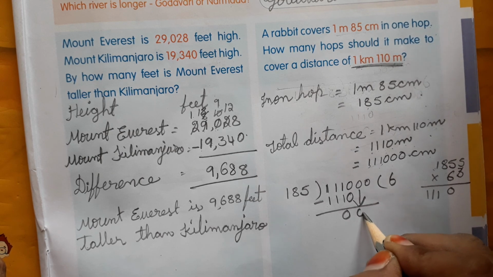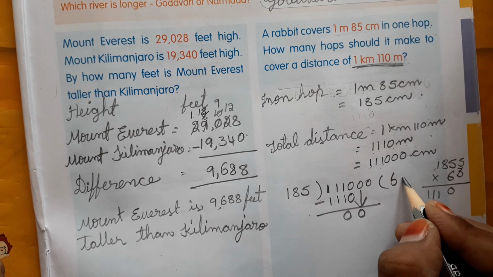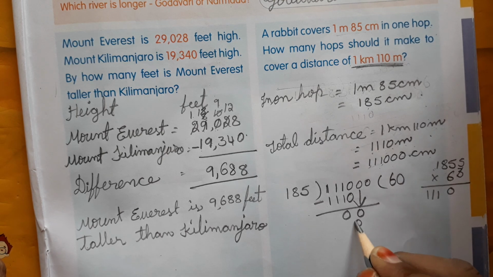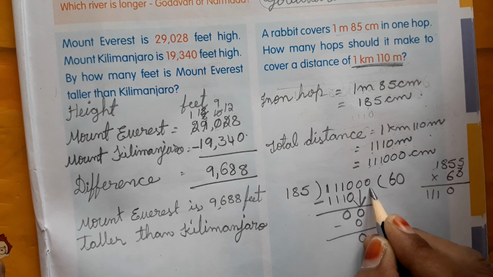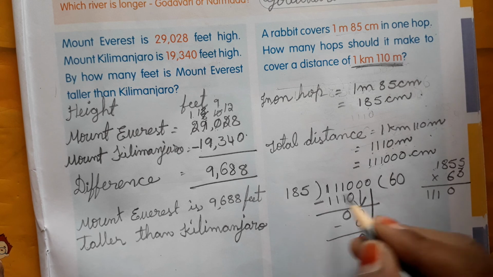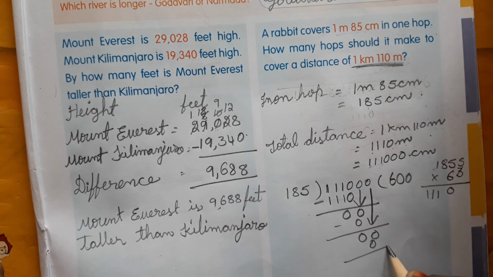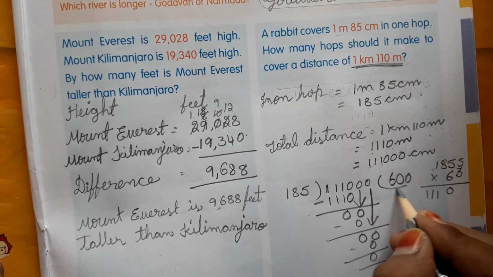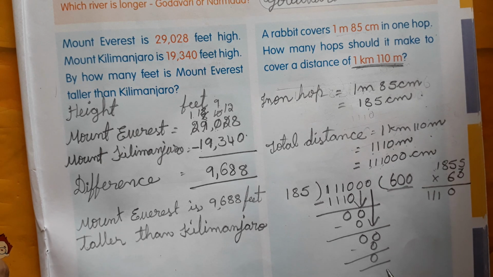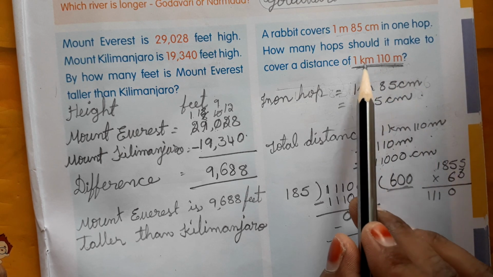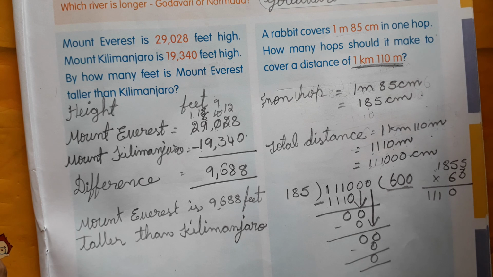So there are some digits to divide. Write it down. 0. 0 in 125. 0 times 0. Subtract 0. There is another place. 0. 185 zeros are 0. So 600 times the rabbit will hop. Then it will reach 1 kilometer 110 meters.